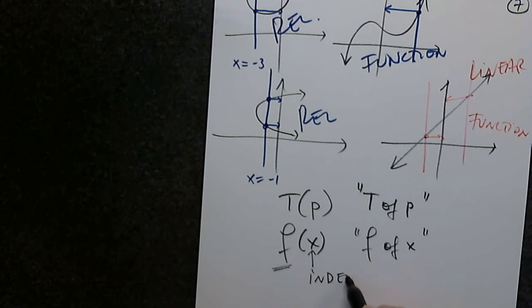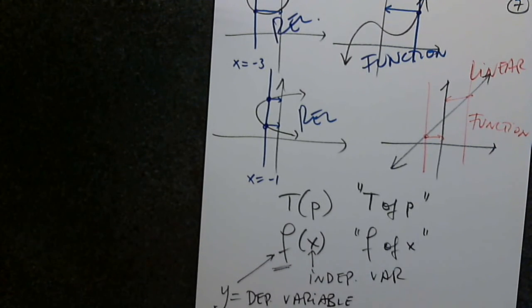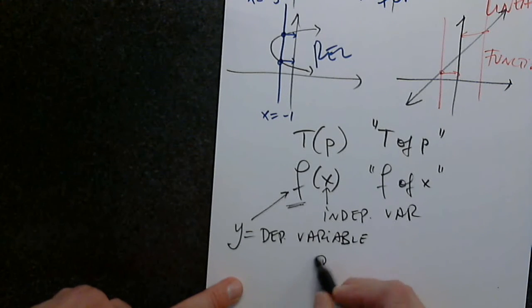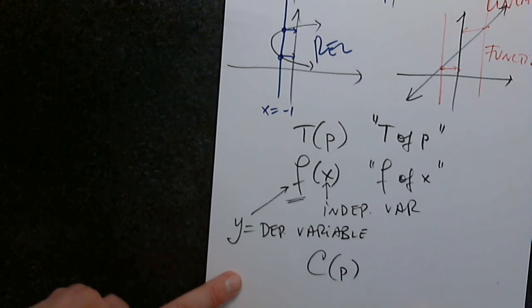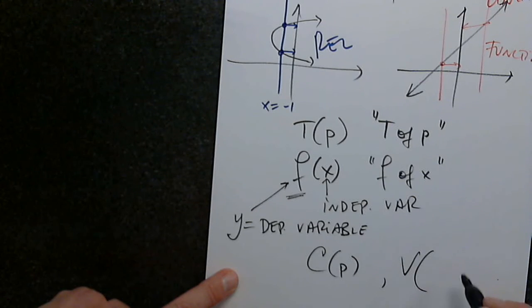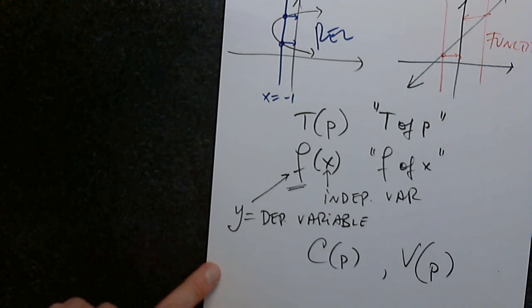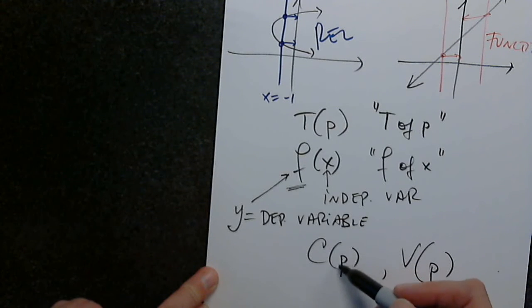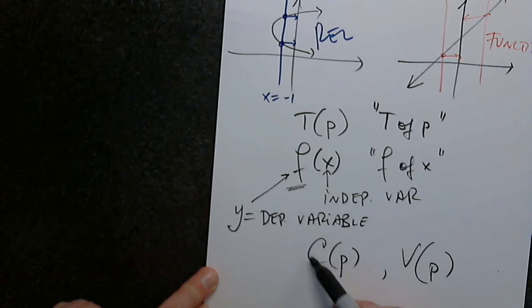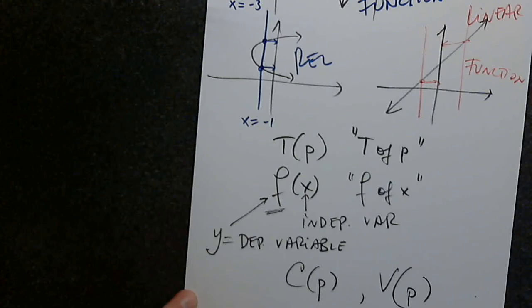Independent variable, and this is nothing else but y, or the dependent variable. I can have cost function of price. I can have volume function of pressure, and on and on. This is the variable that is independent, and this is the function or the dependent variable. Same thing here: pressure, volume, x, f.